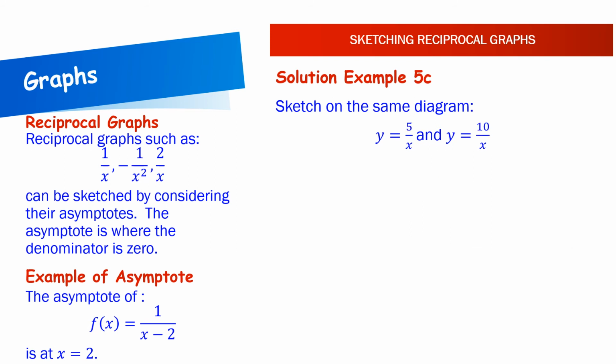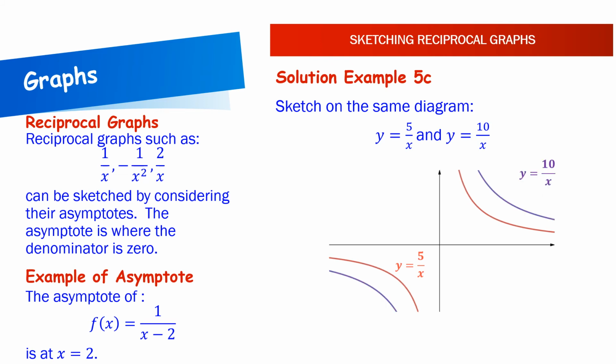And now for example 5c, we are required to sketch on the same diagram y equals 5 over x and y equals 10 over x. So here's y equals 5 over x, and here's y equals 10 over x.